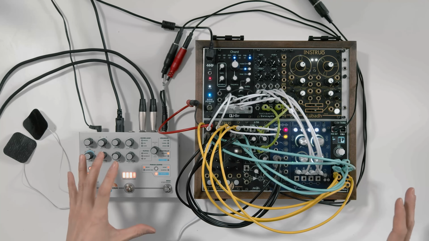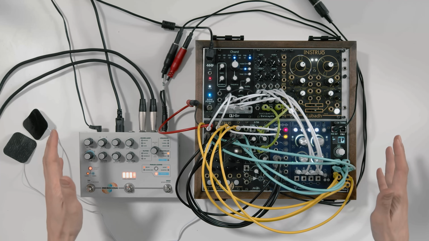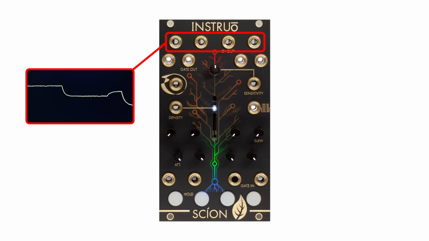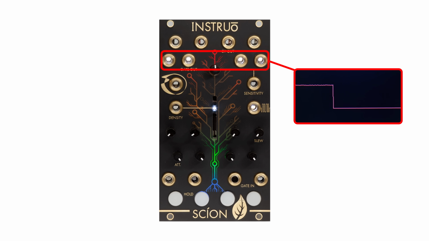I've given my face electricity a sandbox to play in, and that is this patch on this synthesizer. So this Instruo Scion module, it detects whatever is happening on here, and from that derives 8 different signals, 4 of them being fluctuating voltages from 0 to 5 volts, and it also generates 4 gate signals, so just on or off, 5 volts or 0 volts.